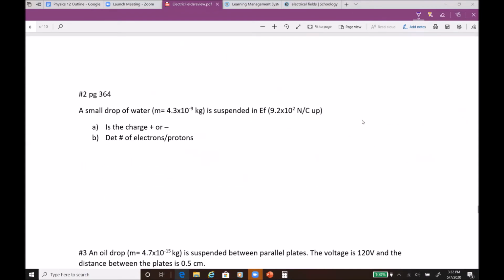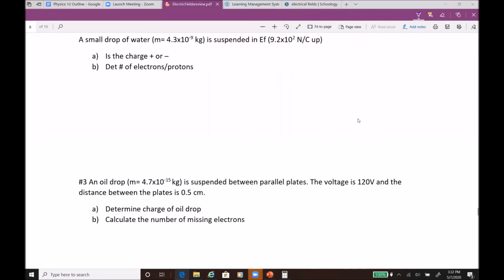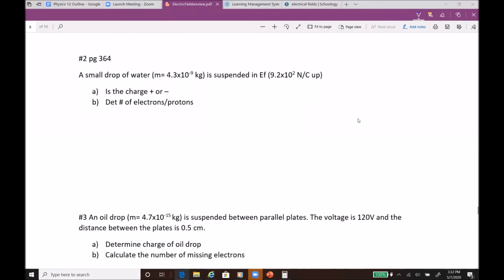Let's look at number 2, page 364. The next couple of questions are kind of similar to your milk and oil drop experiment. Let me just double check to make sure that the numbers are right. The mass is 4.3 times 10 to the negative 9, and the electric field is pointing up, and it's 9.2 times 10 to the 2.